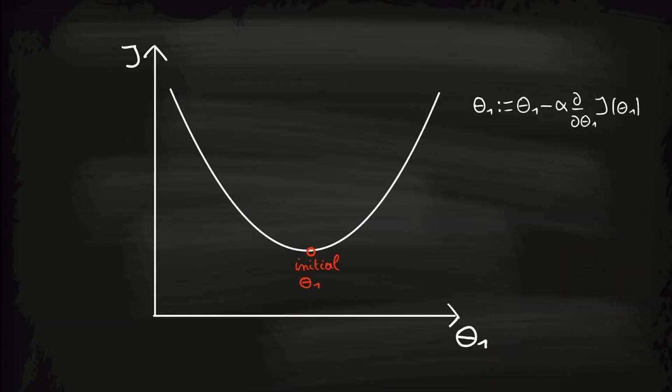Now, what do you think happens when your initial theta value is already at the minimum? I recommend that you pause the video for a second and think this through. Well, the answer is, you stay at this minimum and the gradient descent algorithm is finished. This is because the slope will be equal to 0, and thus the updated value will be exactly the same as before. So theta 1 will stay theta 1, or in other words, we have converged.